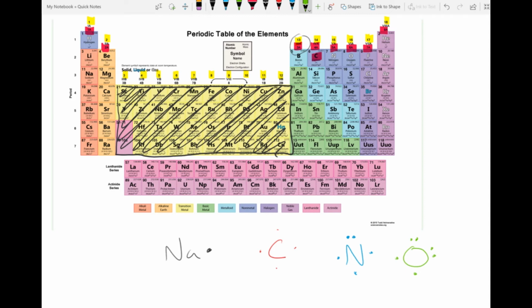And that's pretty much it. Once you have that, you can write the Lewis dots for any main group elements. You cannot, however, write the Lewis dots for any transition elements, at least for right now. So make sure that you realize that.